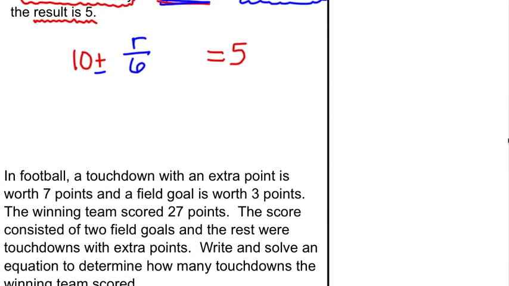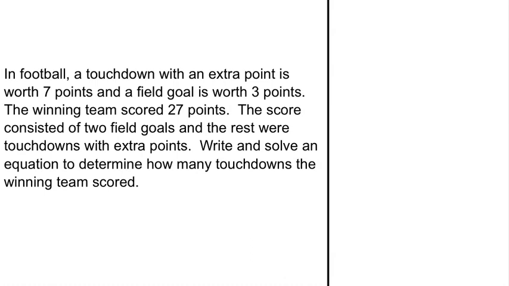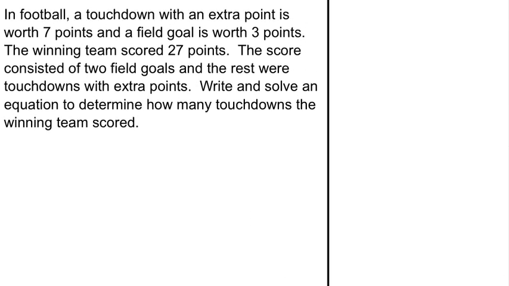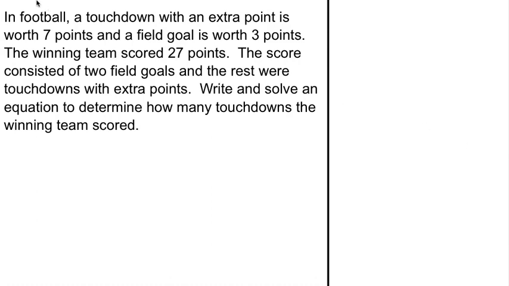Okay. Oh, this looks like a long one. In football, a touchdown with an extra point is worth 7 points, and a field goal is worth 3 points. The winning team scored 27 points. The score consisted of 2 field goals, and the rest were touchdowns with extra points. Write and solve an equation to determine how many touchdowns the winning team scored.